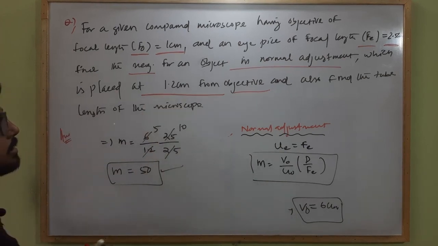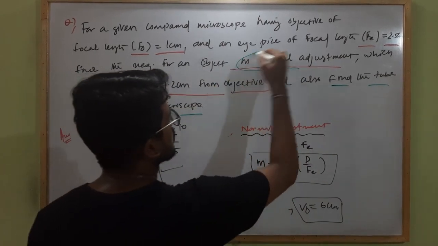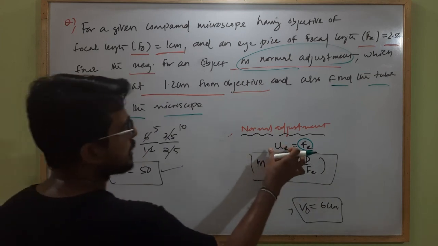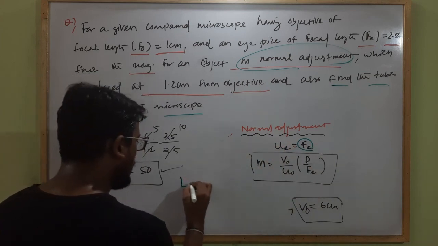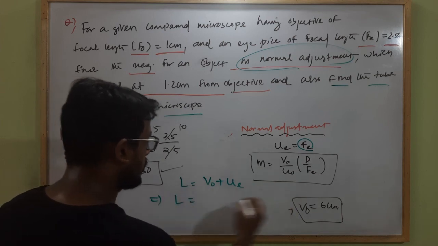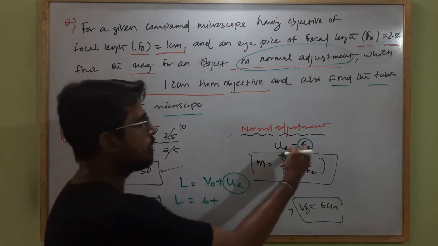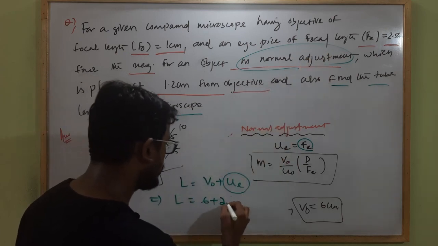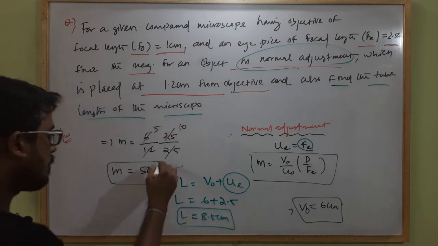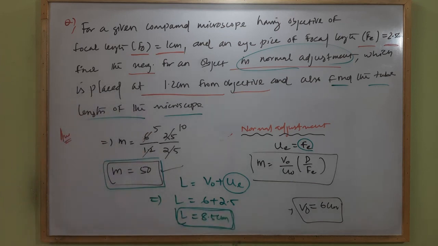Clear? And the second question is, find the tube length of the microscope. So as the condition is normal adjustment, that means the image is formed at focal length of the eyepiece. So the object distance for the eyepiece will be UE, and we know the tube length L equal to V0 plus UE in general. So here we can write the tube length L equal to V0, which is 6, plus UE. UE is equal to the focal length of the eyepiece, that will be 2.5. So the tube length will be 8.5 centimeter. Clear? So for the given question, this is the magnification in normal adjustment, which is 50, and this is the length of the tube of the microscope, which is equal to 8.5 centimeter.